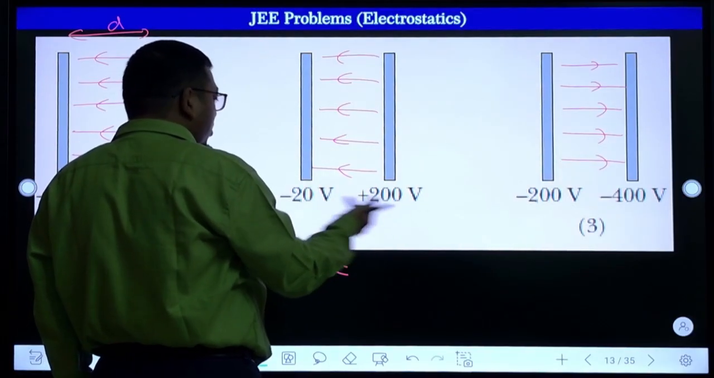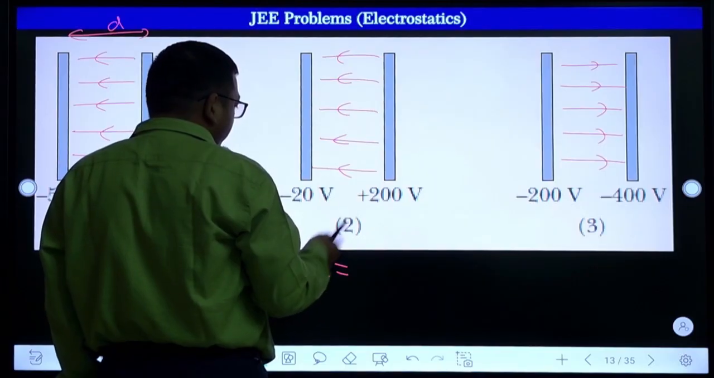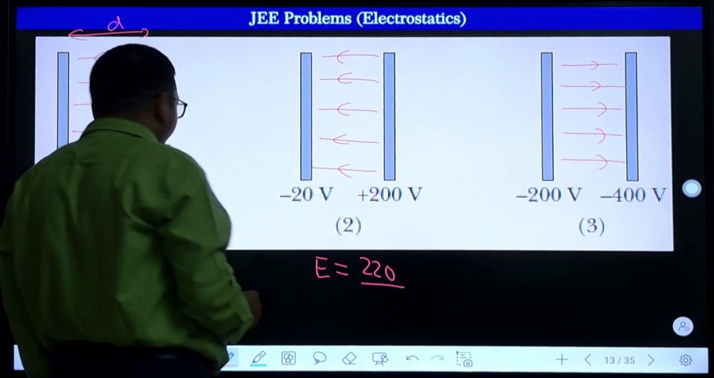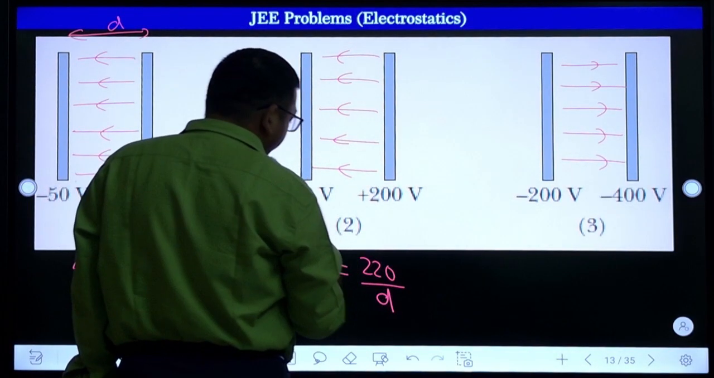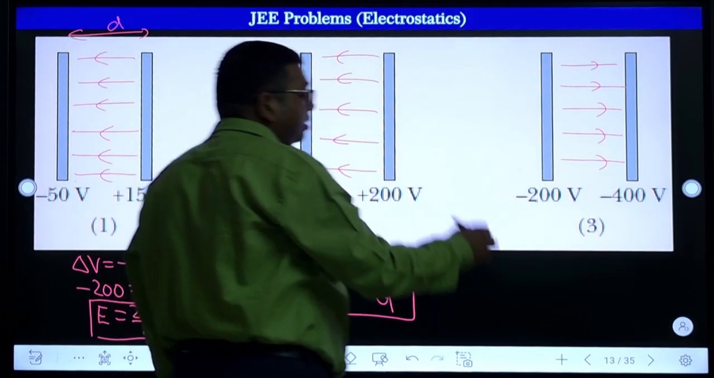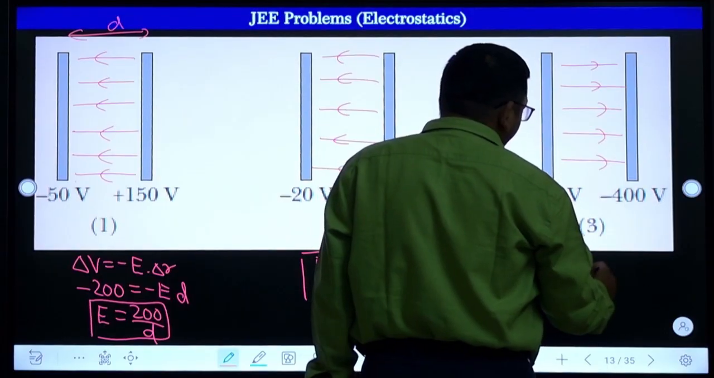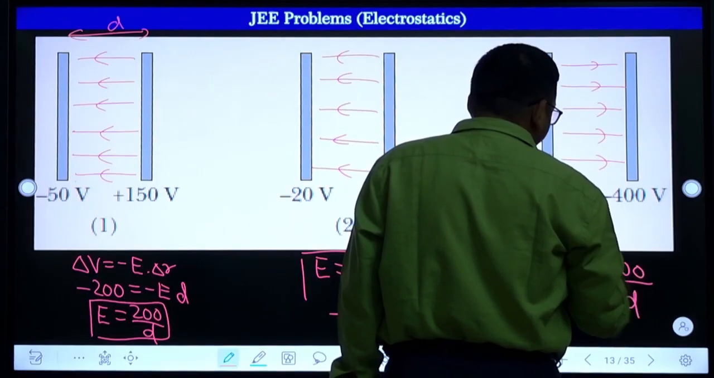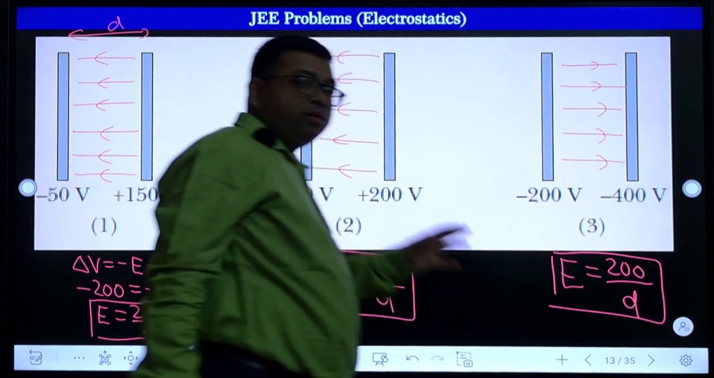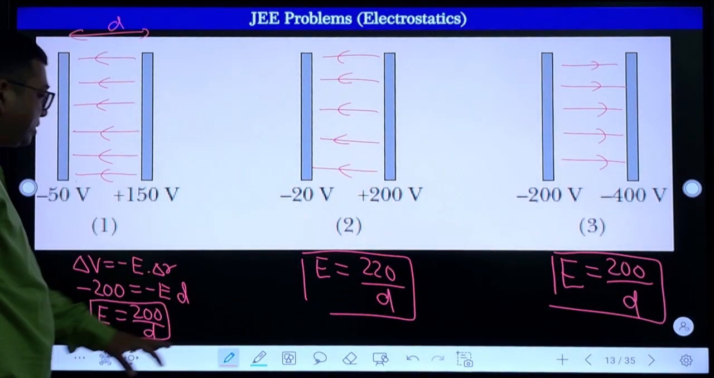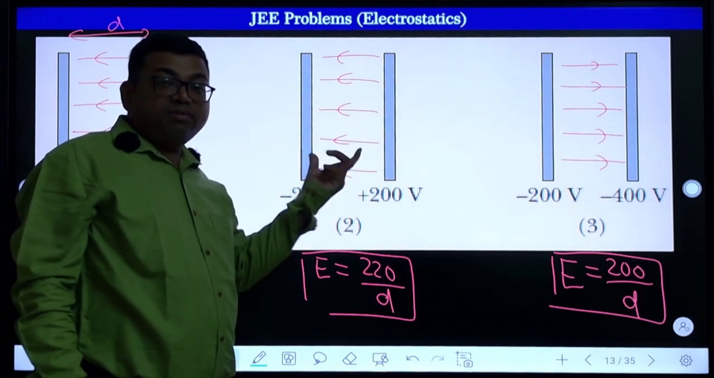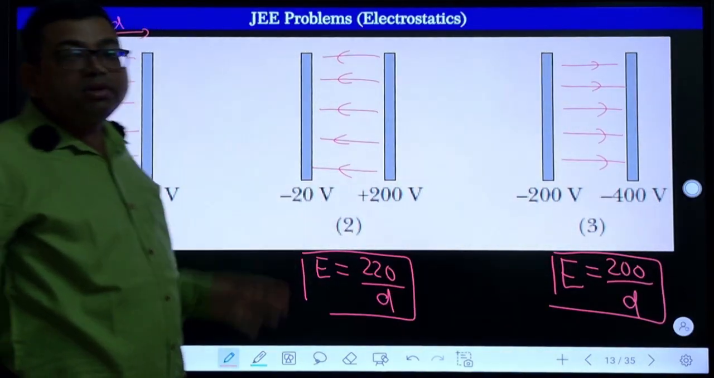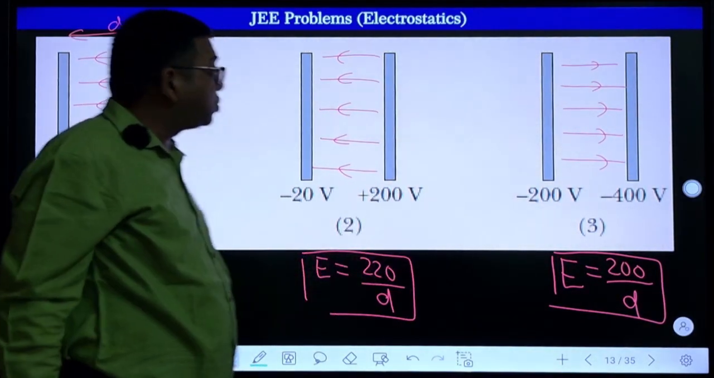So what is the potential difference? 200 minus 20, the difference you take, so that becomes 220. So 220 by d, where d will be the distance. Similarly here, what is the electric field? Uniform field. The difference is also 200 here, so 200 by d. So you got the field in all three cases, and we can clearly see that this field is stronger. This field is higher in magnitude, and the first and last case field values are the same. Only thing, directions are opposite.